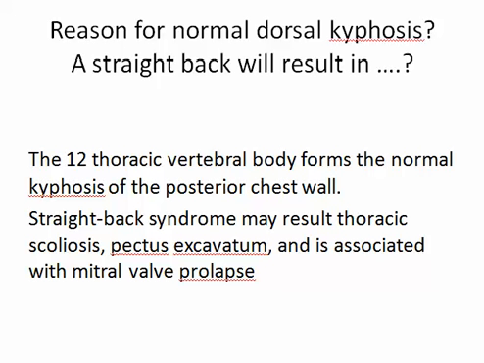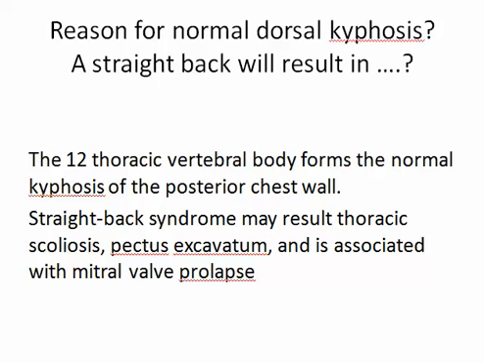The 12th thoracic vertebral body forms the normal kyphosis of the posterior chest wall. The normal kyphosis along the dorsal spine is made by the 12th dorsal vertebra. Its height is smaller anteriorly than posteriorly. If there is a straight back, this will result in thoracic scoliosis, pectus excavatum, and is usually associated with mitral valve prolapse.